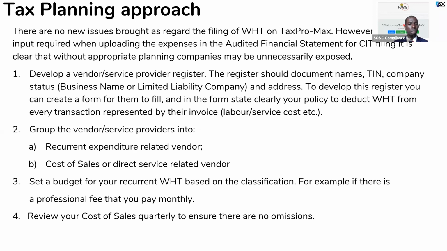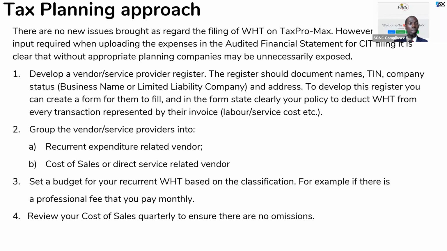That's recurrent. You pay it on a monthly basis, or you pay it on a quarterly basis. These are expenses that you know that you will always do. So you group those ones together as recurrent expenditure related vendor. These are people that you have to be looking at, monitoring their transaction on a monthly basis, and ensure that the withholding elements related to them are captured, and then those withholding elements are also put in your withholding schedule.